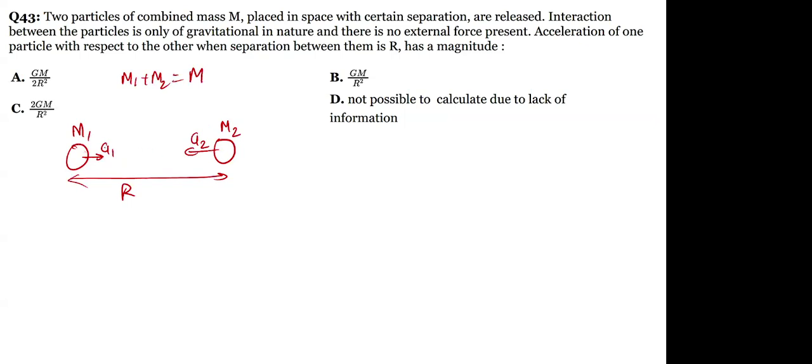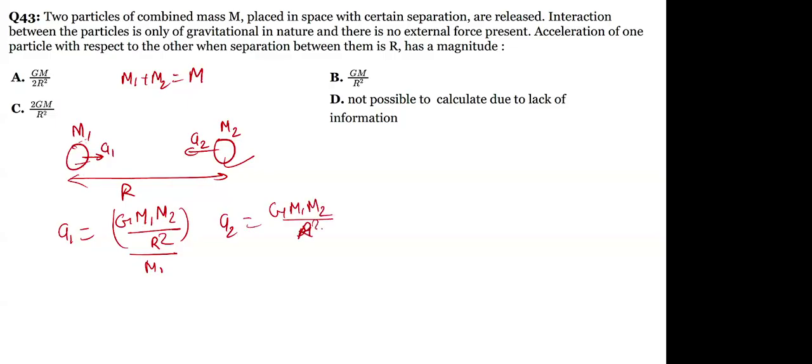Now what is the gravitational force applied by this particle to this? a1 is the acceleration of this particle due to the influence of the m2 particle. So it will be force upon mass, which is G m1 m2 upon R square, upon m1. Similarly, for a2, it will be G m1 m2 upon R square upon m2. m2 and m2 cancel out. So a1 is G m2 upon capital R square, and a2 is G m1 upon R square.